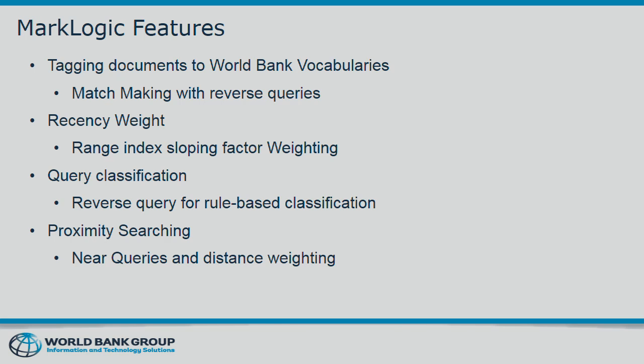But it's more relevant, we've decided, if it's closer together. And so we're able to use a near query for that. And then we have distance weighting in MarkLogic so that we can just say the closer the terms are to each other, the more relevant it is. And so we're able to do a lot of things like this to help boost up their queries.